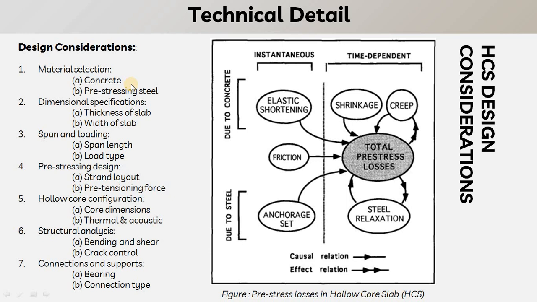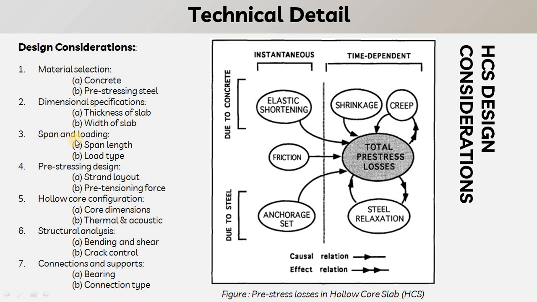If the hollow core slabs are pre-stressed, strand wires are used, so pre-stressing steel will be stressed, and then the concreting will be done. The second consideration is the dimension specification, where the thickness of the slab is important, because thickness of the slab depends on the loading type. And the second point is the width of the slab. As we have seen, the width of the slab is standard, that is 1.2 meter in width.